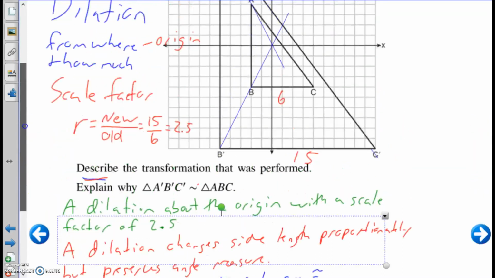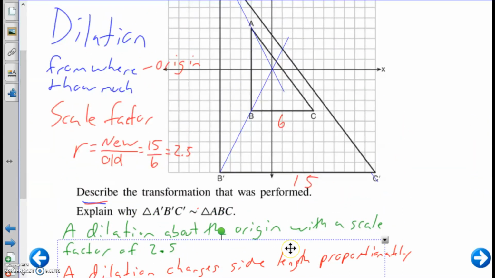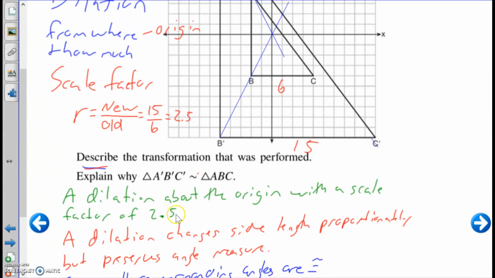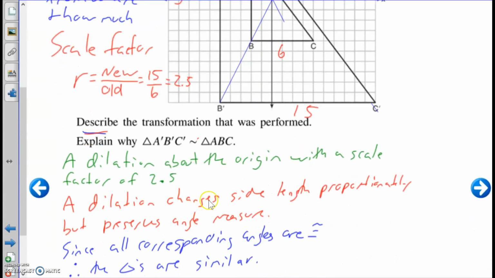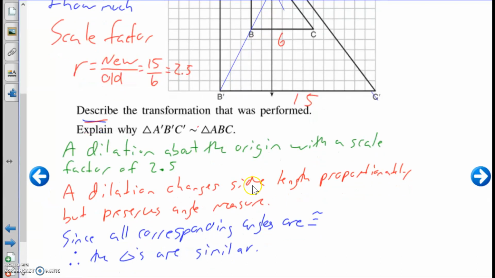You could mention how a dilation produces parallel lines and corresponding, something like that. But that would certainly be enough right there. So dilation about the origin with a scale factor of 2.5. And a dilation changes the side lengths proportionally but preserves angle measure. And that's what similarity is. Sides are proportionate, angles congruent. But since all corresponding angles are congruent, the triangles are similar. All right, so that's it for the part 3s.